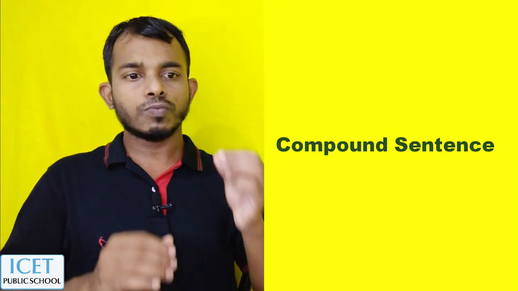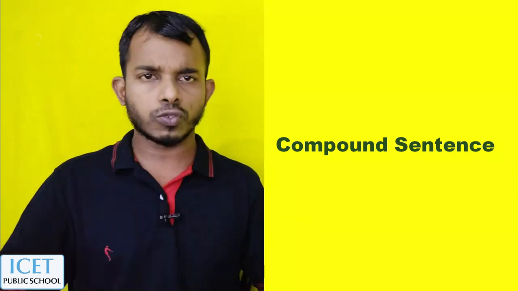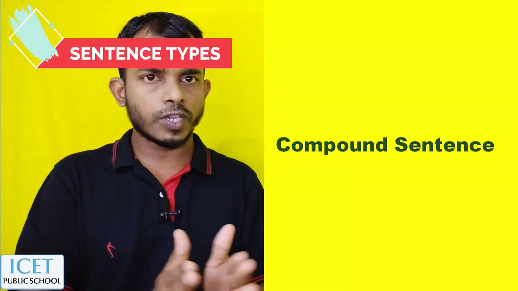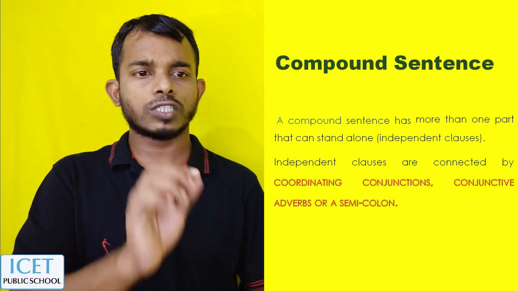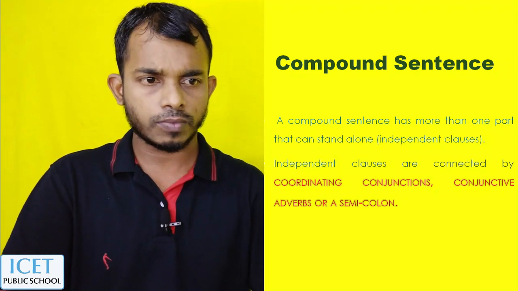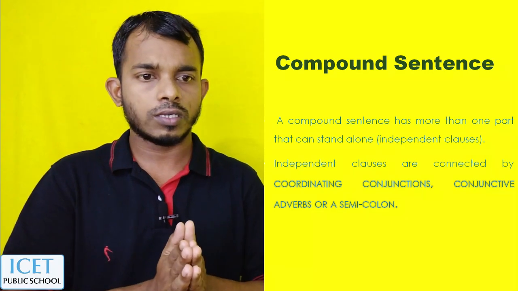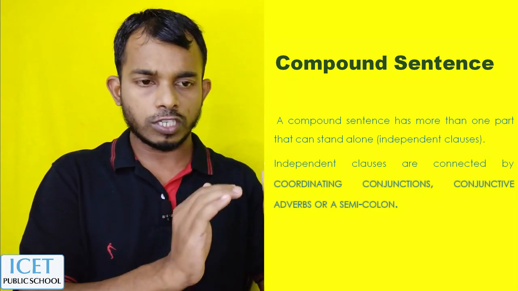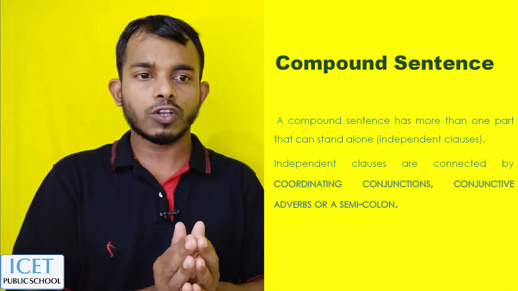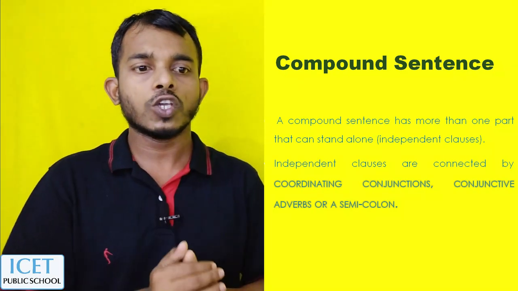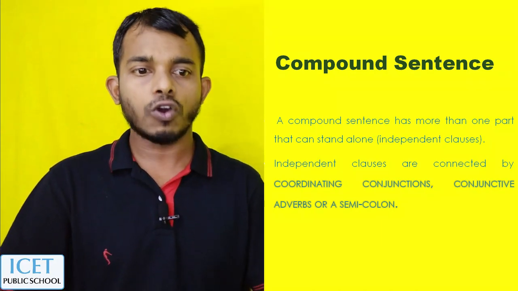Now we are moving on to compound sentence. Compound sentence is also very simple to understand. In the same way, I will tell you what a compound sentence is. A compound sentence has more than one part that can stand alone. It is called an independent clause in grammar. Independent clauses are connected by coordinating conjunctions, conjunctive adverbs, or a semicolon.